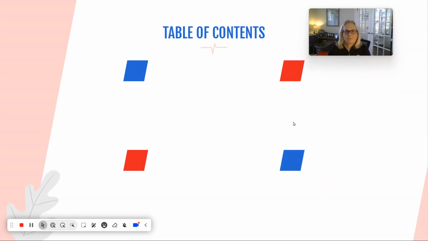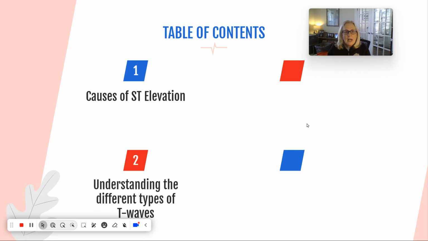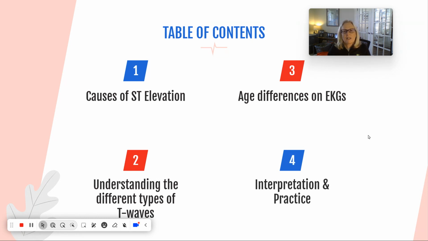Let's do this. All right, today we're going to talk about the causes of ST elevation, and then understand the different types of T waves, because we learned there's lots of different ones. There's peaked T's, inverted T's, all that fun stuff, right? There are age differences on EKGs. I can actually tell the age of a person based on the EKG, believe it or not, you can. And then interpretation and some practice at the end. Okay, so these are our four major things we're going to talk about today.